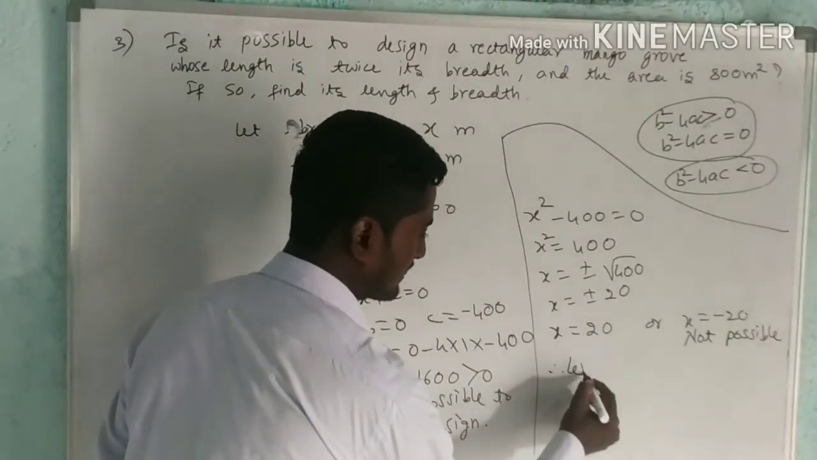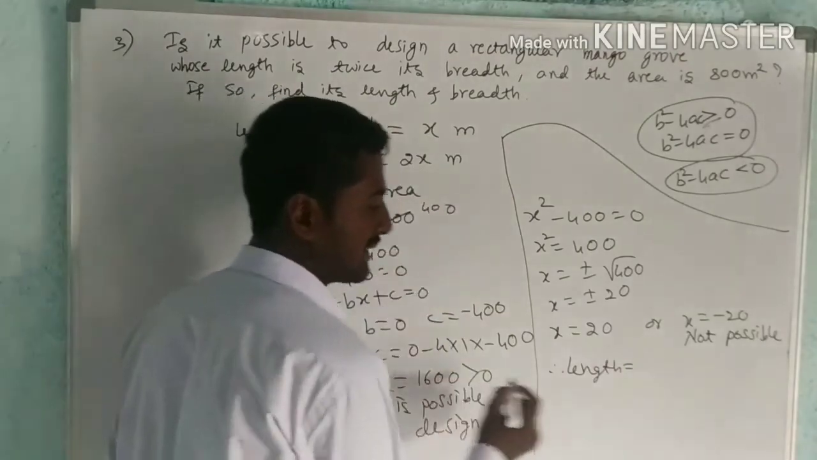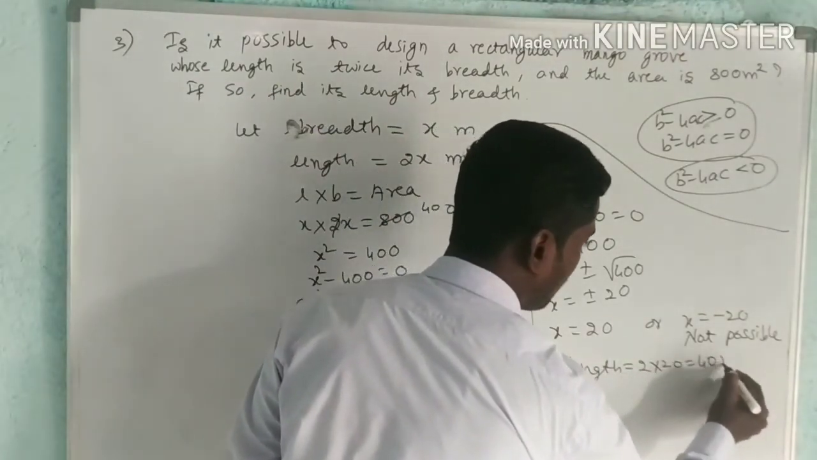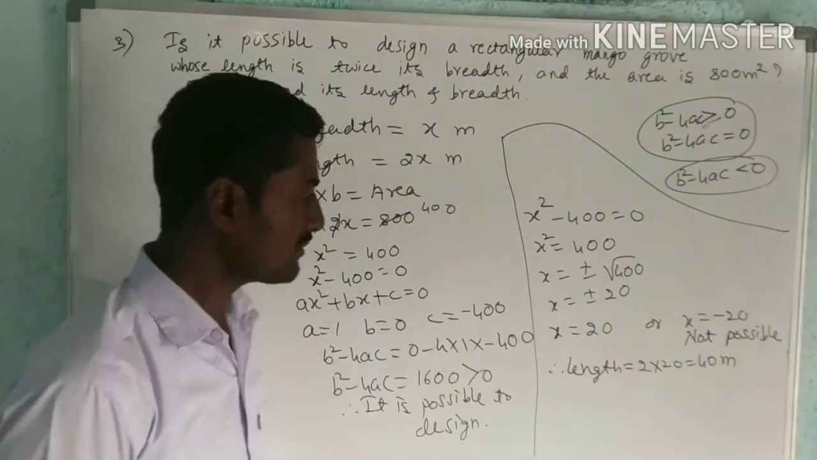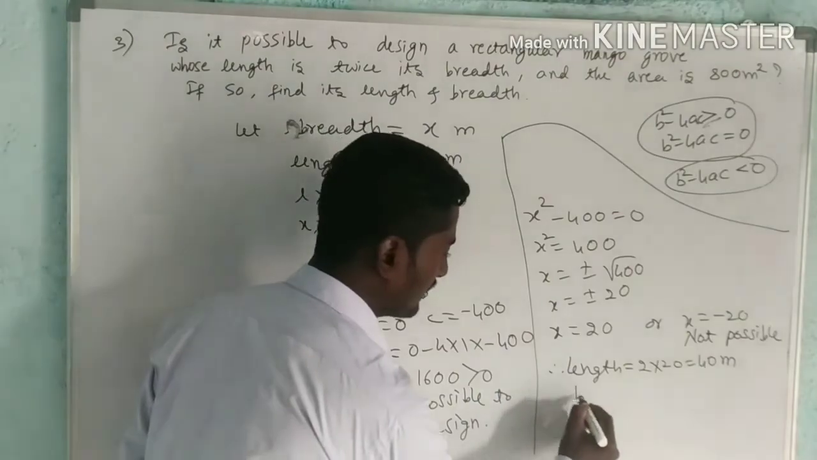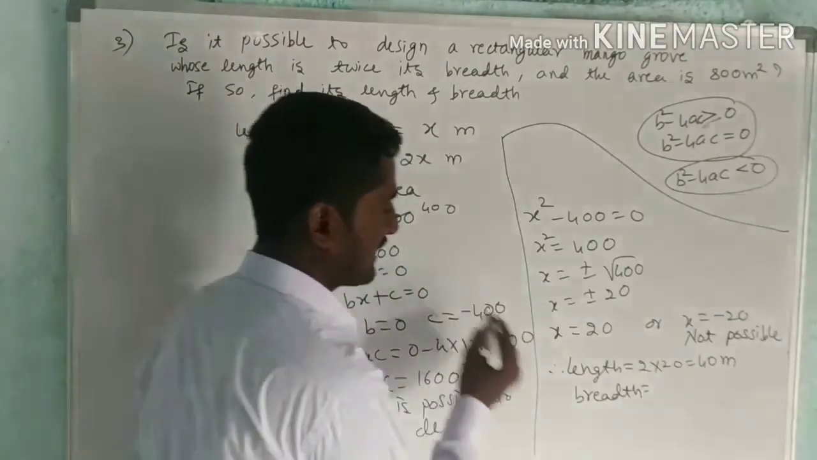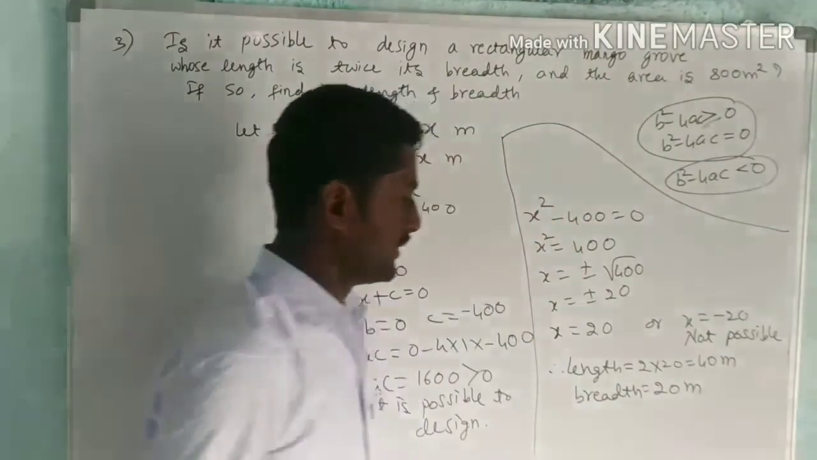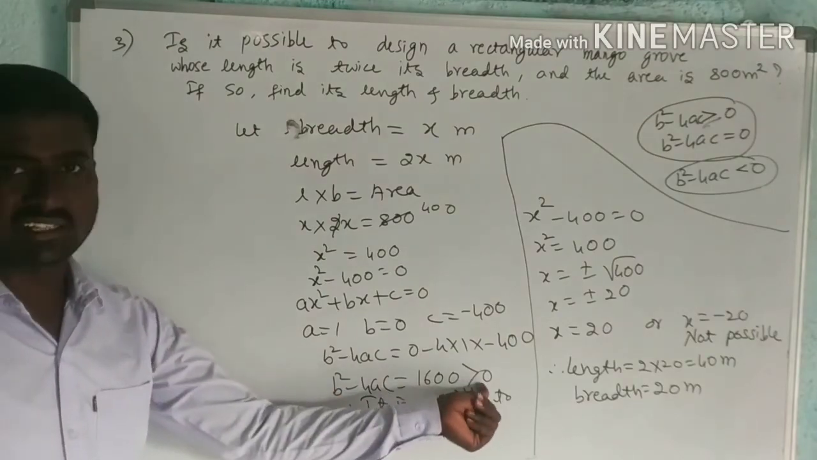Therefore, the length, which I have taken as 2x meter, is 2 into 20, that is equal to 40 meter. We should write the unit. And the breadth, which I have taken as x, is 20 meter. So we solved this and got b square minus 4ac greater than 0.